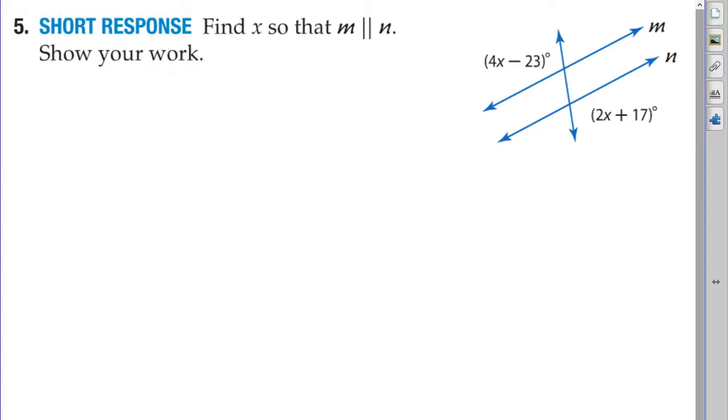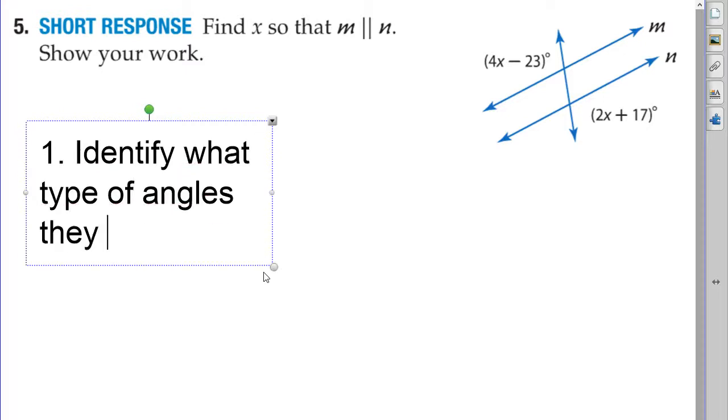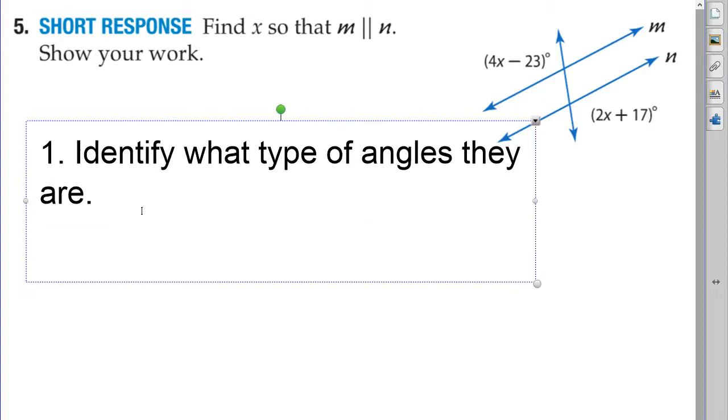So here we go. For your homework, your problems are to solve for x so that m is parallel to n. Okay, so I'm not going to tell you how to do it, but here's what I want you to do for number 5. I want you to, first of all, identify what type of angles they are. Let me extend this out. And then second, solve for x in the problem.